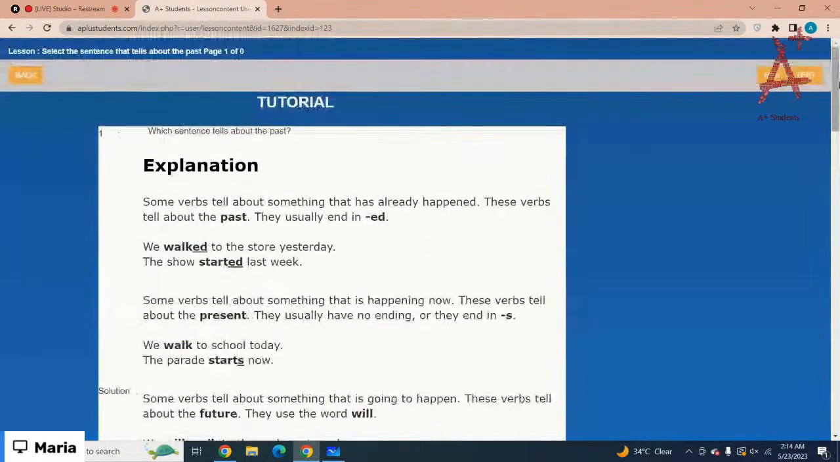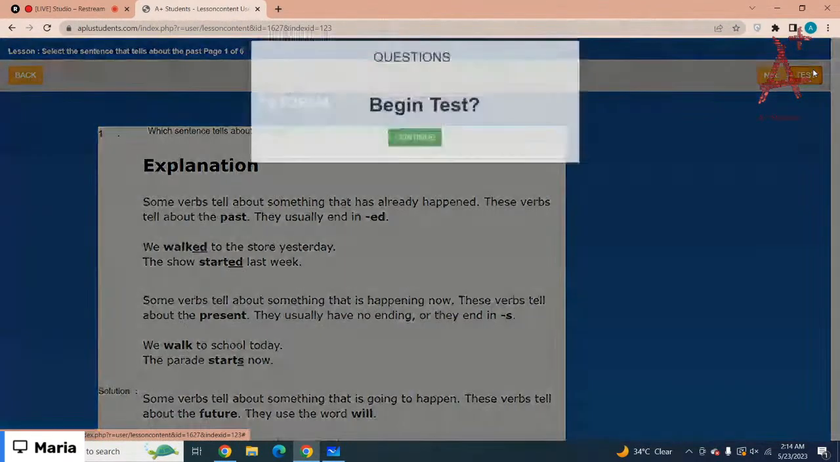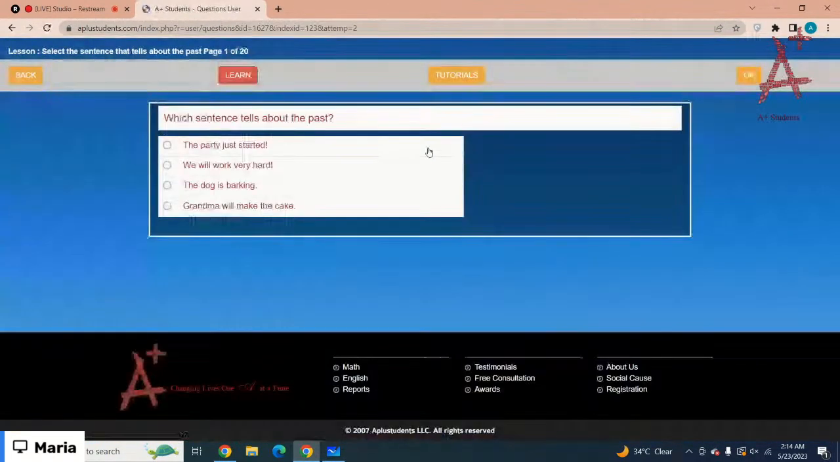Let's start with the test questions. Which sentence tells about the past? The party just started. We will work very hard. The dog is barking. Grandma will make the cake. So, which is the correct option? You have to identify the sentence that is in the past tense. In the past tense, the verb ends with ed. So that would be option number 1, the party just started. Option 1 is the correct option.